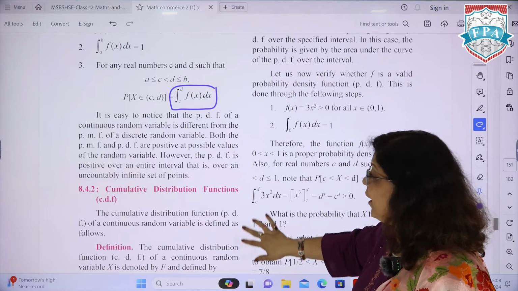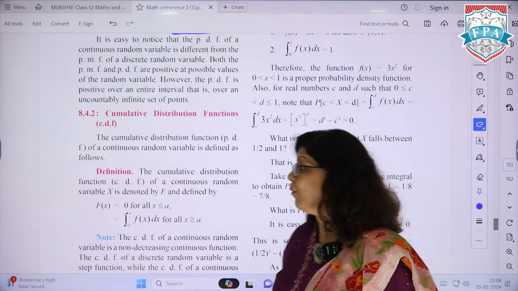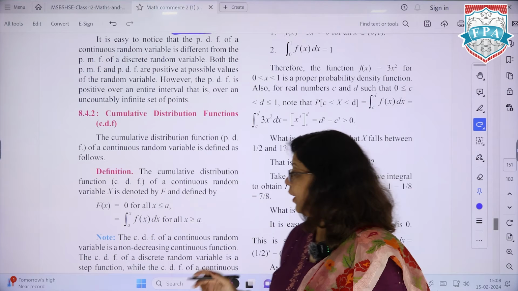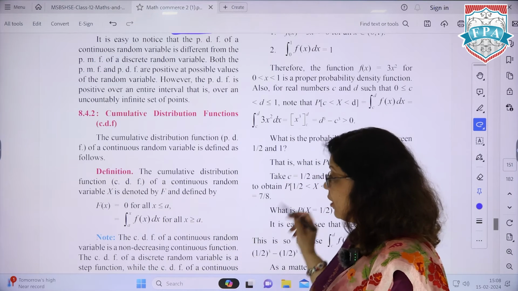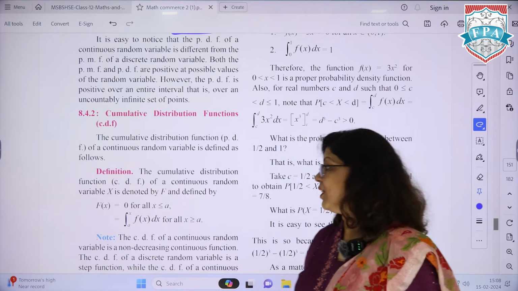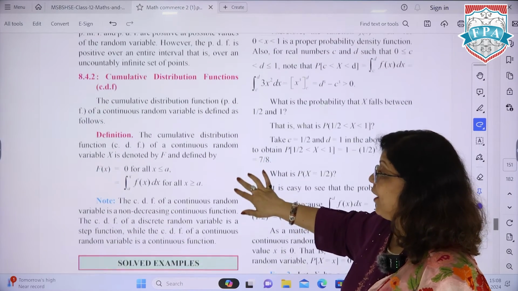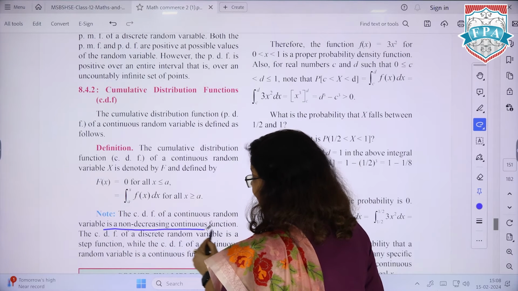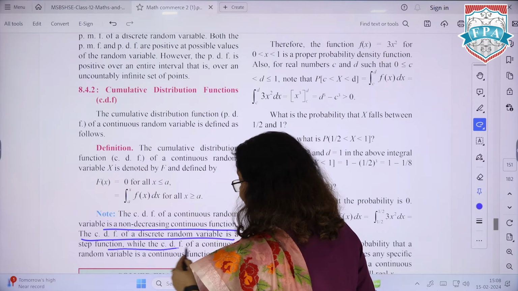For the cumulative distribution function, we again take any random variable till x, from a to x, where definitely we get the value of x greater than or equal to a, and f(x) is equal to 0 in case x is less than or equal to a. So the CDF of a continuous random variable is actually a non-decreasing continuous function, and for a discrete variable it is a step function.